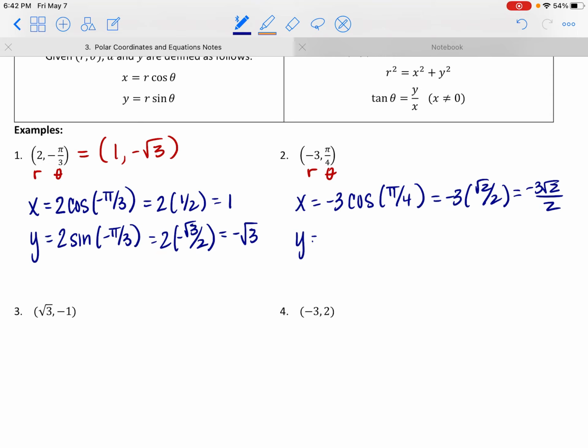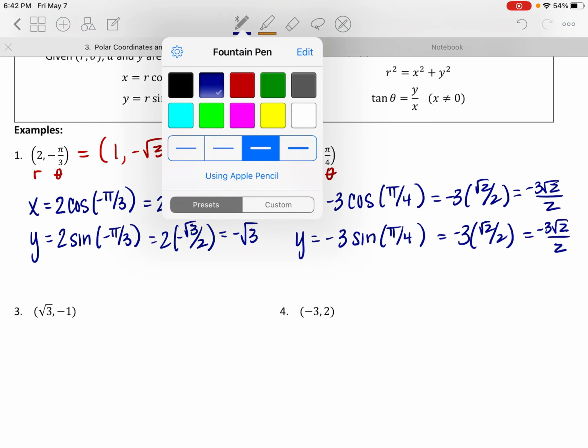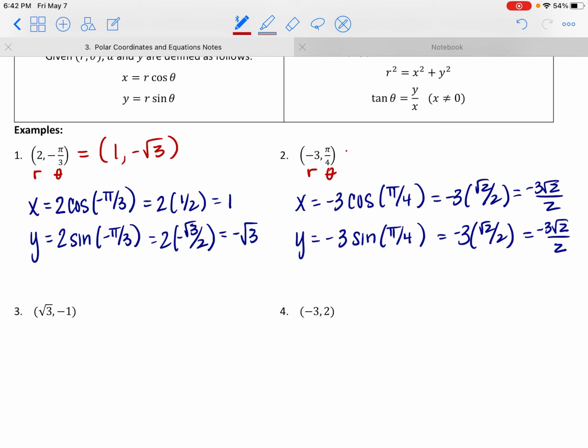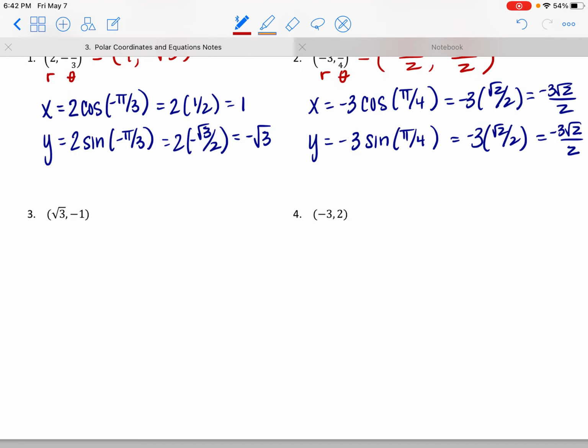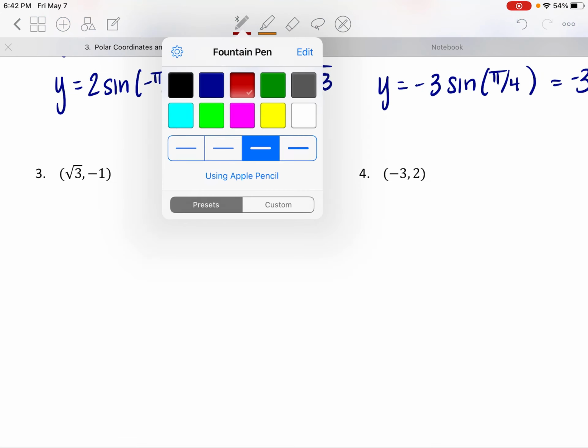And then the same thing is going to happen here because the sine of pi over 4 is, again, the same value. So negative 3 times radical 2 over 2 is still negative 3 radical 2 over 2. So this polar coordinate of negative 3 and pi over 4 is equivalent to a rectangular coordinate at negative 3 radical 2 over 2 and negative 3 radical 2 over 2. Alright, so I think going that direction is pretty straightforward. It's the other direction that can be a little confusing sometimes. Not at all times, but this first one is actually not so bad.